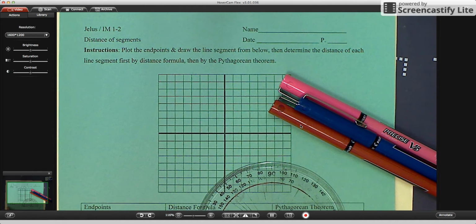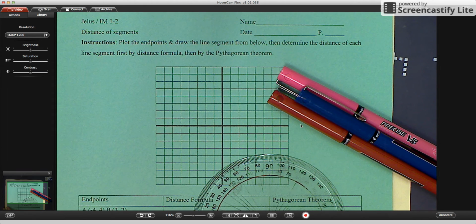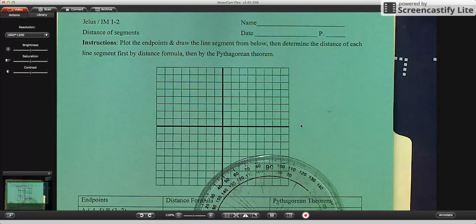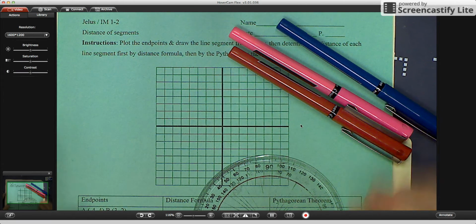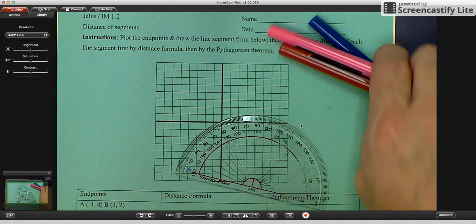All right, welcome back. Today's lesson is on the distance of segments. You have the worksheet, or you got it in class. If not, it was attached on School Loop. You'll notice that I have three different colored pens and a protractor or a straight edge. We're actually going to use the straight edge today.